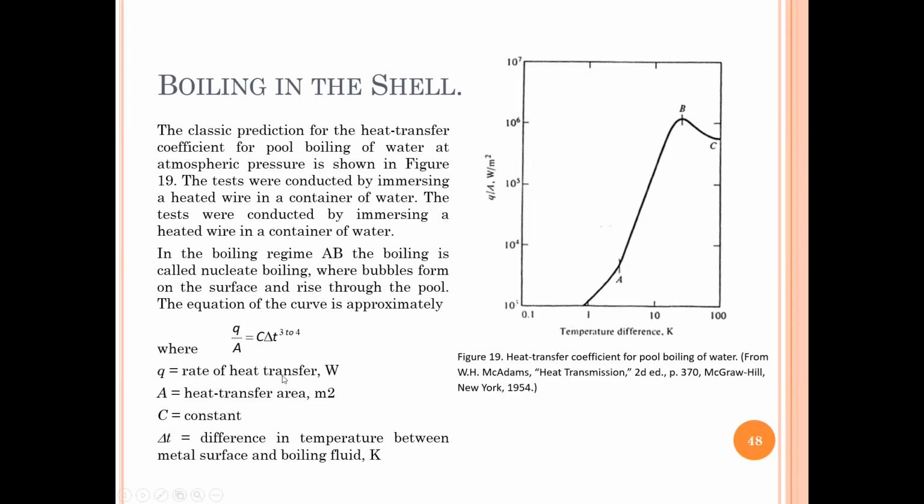The equation of the curve is approximately certain temperature difference and the heat. Yeah. The equation of the curve is Q over A is equal to C times delta T exponent 3 to 4, where Q is the rate of heat transfer, A the area, C a constant, and delta T the difference in temperature between the metal surface and the boiling liquid. Mahirap, no?